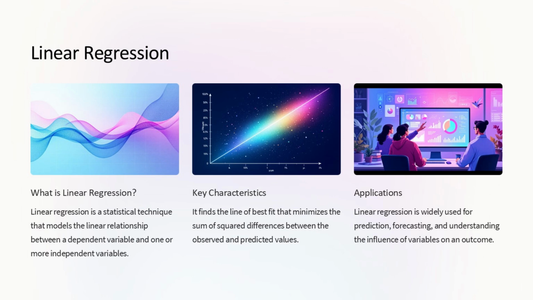Linear regression is a powerful statistical technique that helps us understand the relationship between variables. It allows us to model a linear relationship between a dependent variable and one or more independent variables. The key characteristic is that it finds the line of best fit that minimizes the sum of squared differences between the observed and predicted values. Linear regression has many practical applications, such as prediction, forecasting, and understanding how different factors influence an outcome. This technique is widely used across various fields, from economics and finance to marketing and engineering.